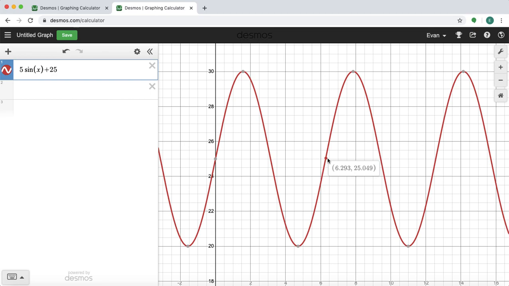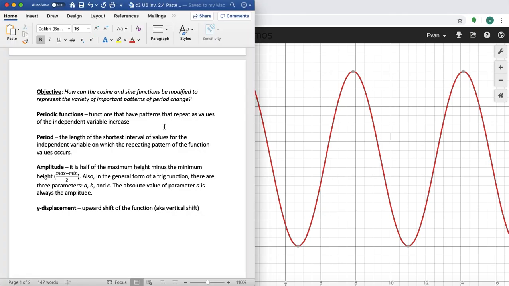So how long does that take us? Well, 6.29, that is 2 pi radians. So our period for a standard, right, without having any parameters on the period will be 360 degrees or 2 pi radians. That is kind of our default.